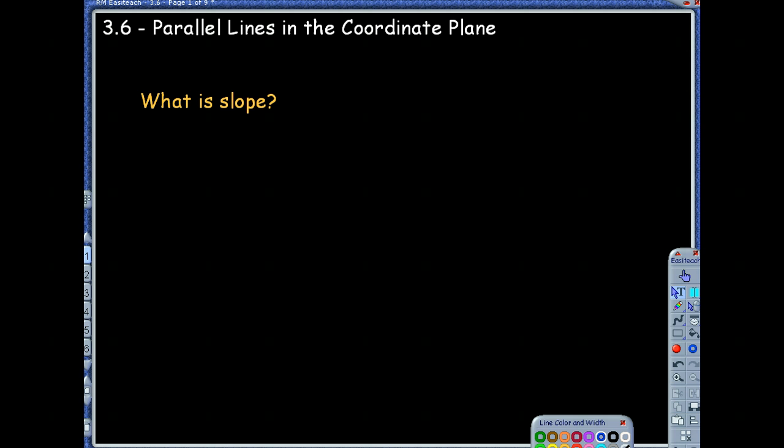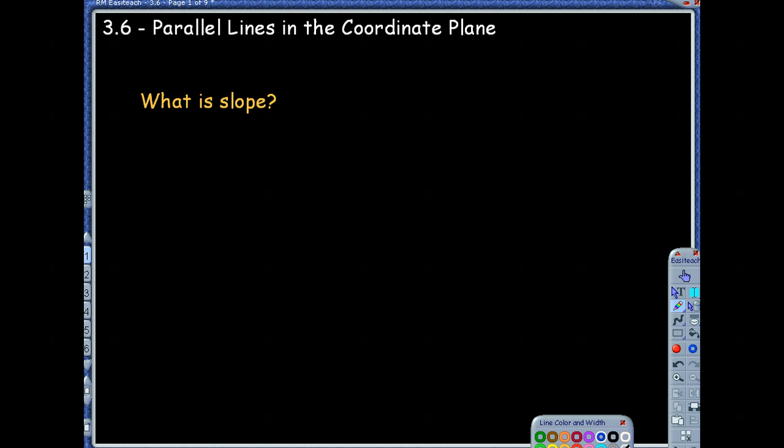In a coordinate plane, last year in algebra, you did a lot of stuff talking about parallel lines, looking at some ordered pairs and graphing lines that were parallel. What are some things that we remember about parallel lines on a coordinate plane, on graph paper? Well, they never intersect.